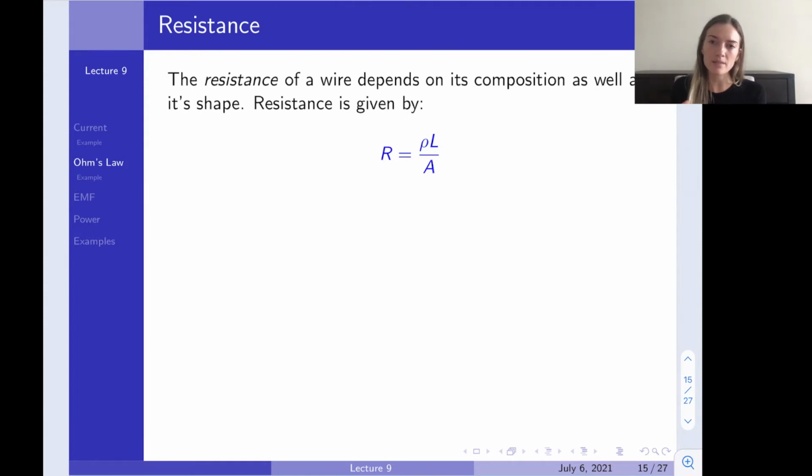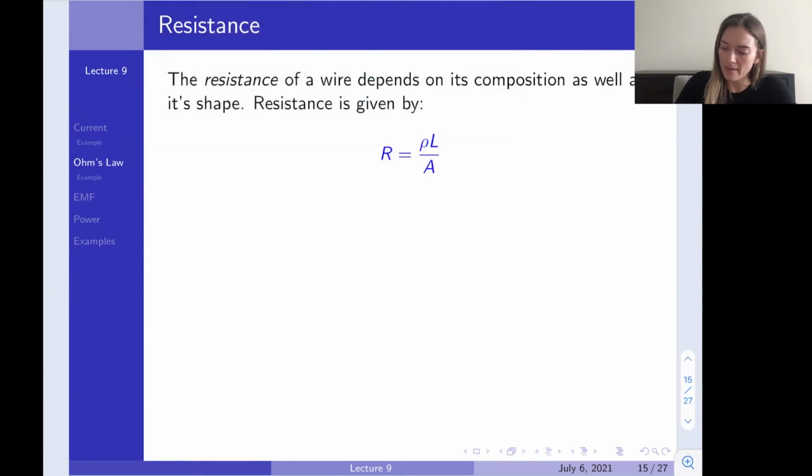So resistance and resistivity are very closely related. Resistance is dependent also on the shape of our conductor, whereas resistivity is really just dependent on the actual material. So we can write the resistance as the resistivity times the length of our conductor, since we're typically just going to be looking at essentially very thin wires. So the length of our wire divided by the cross-sectional area of that wire.